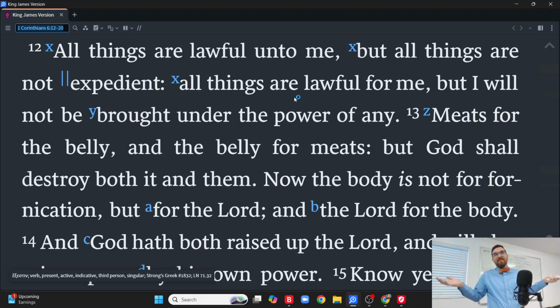Meat for the belly, yeah. The second part is going to the work and doing the work. But God shall destroy both it and them. Now the body is not for fornication. That's his point. But he's referring to this phrase, meats for the belly, belly for meats. I think that could be comparable to YOLO nowadays. See, right. You're getting here, right?